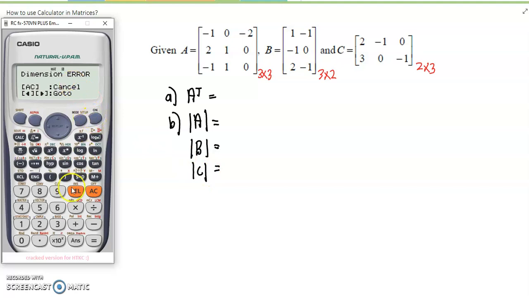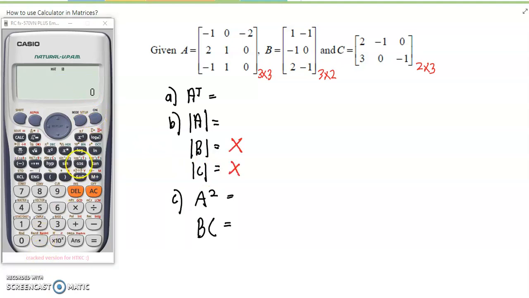Now we are going to find the multiplication of matrices. The first question, we have A squared. A squared means A multiplied by A. So we go to Shift 4 for matrix A, number 3. We press the multiplication button, multiply by matrix A. Shift 4 and select number 3, equal. So we have 3, -2, 2, 0, 1, -4, 3, 1, 2.